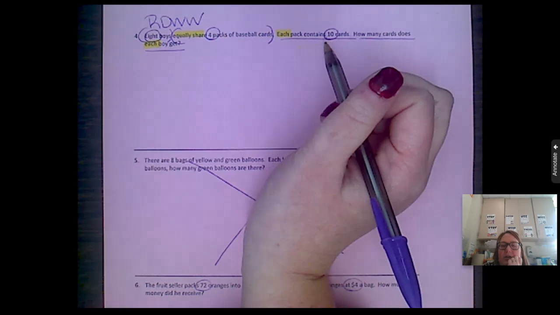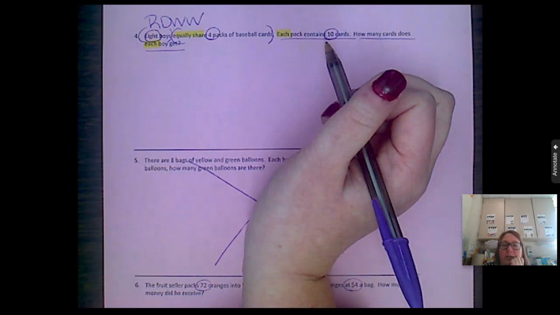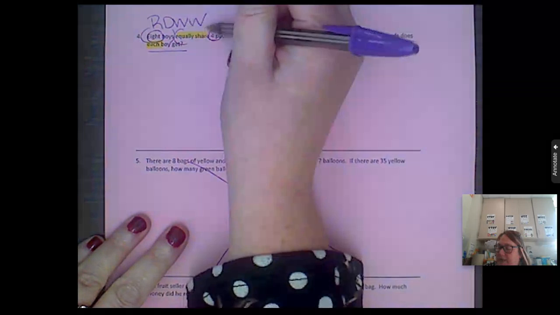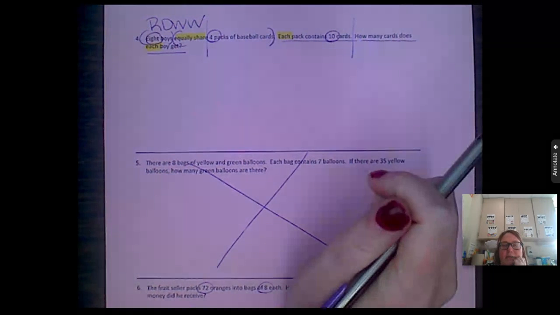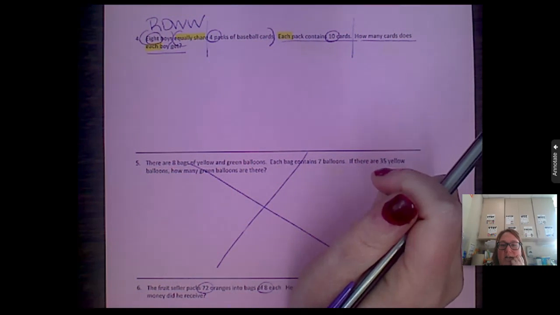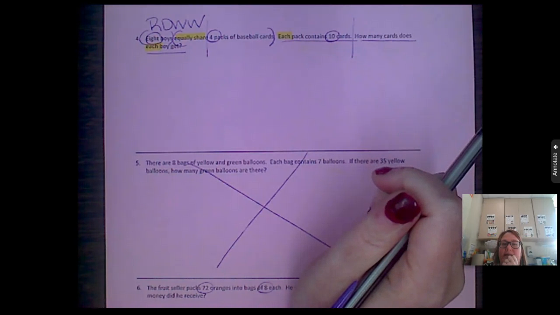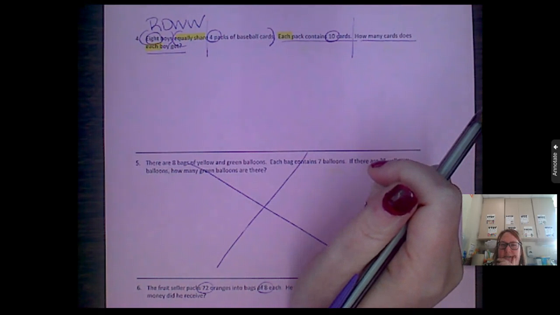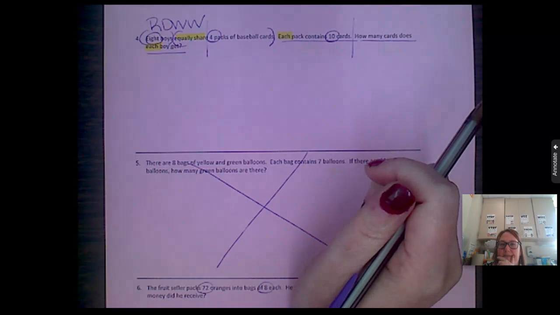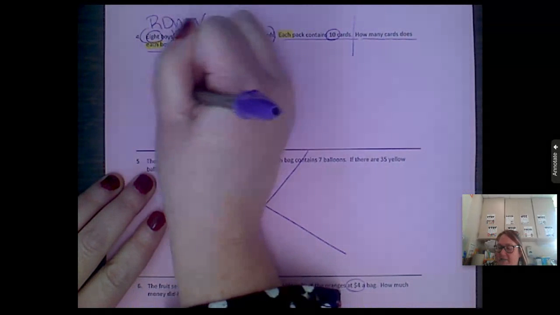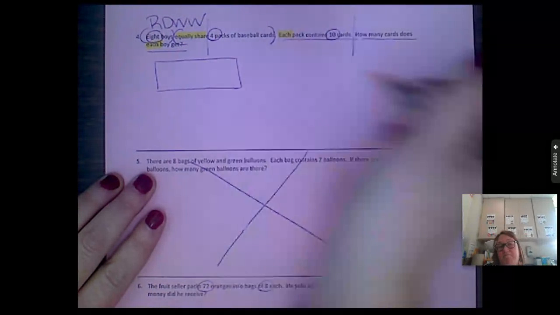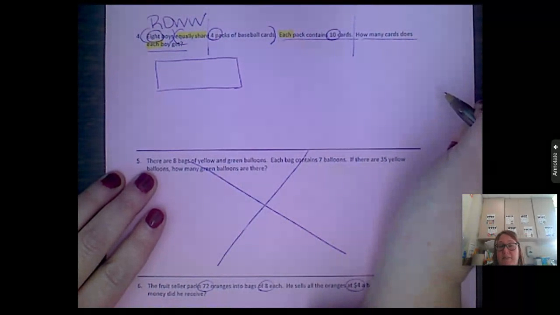I want to deal with the cards first. So let me just chunk that information in there. I want to deal with the cards. So there's 4 packs of cards, and each pack contains 10 cards. Are you seeing a picture in your mind there? So 4 packs, and each pack contains 10 cards. So I think I'm going to do a tape diagram. And how many groups would be in it? 4, right? Because there's 4 packs of baseball cards.